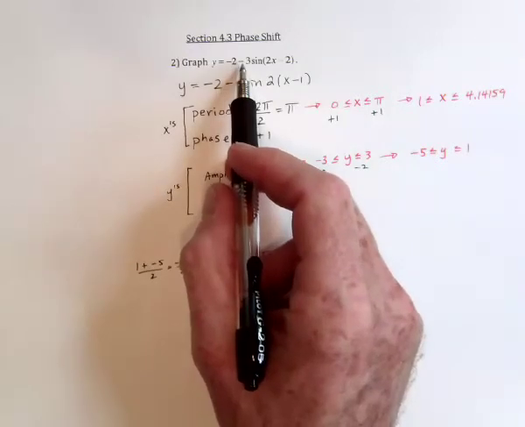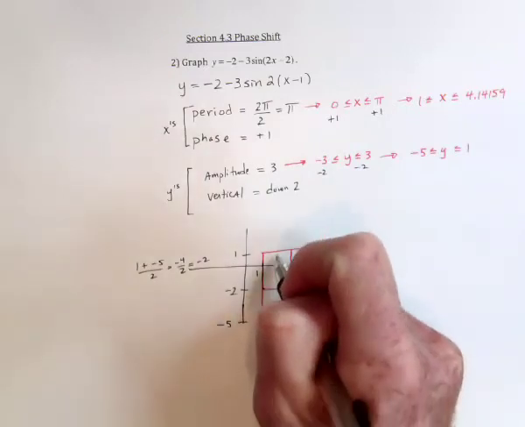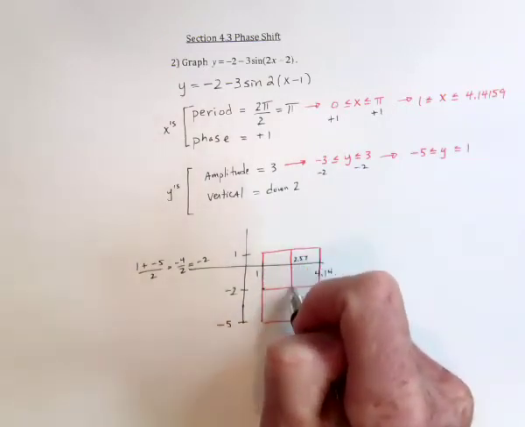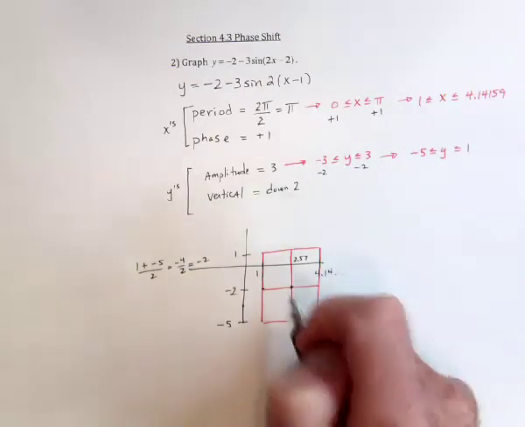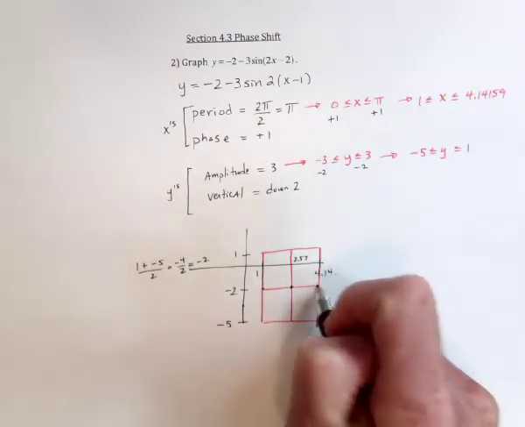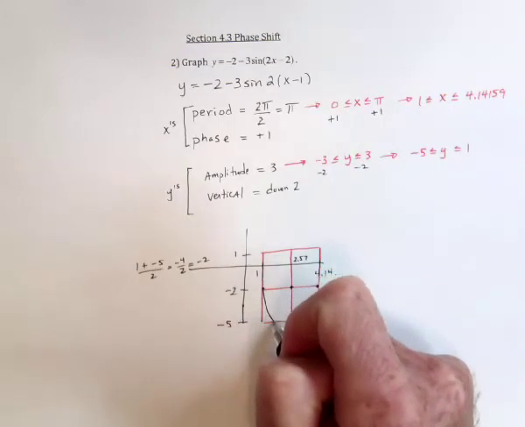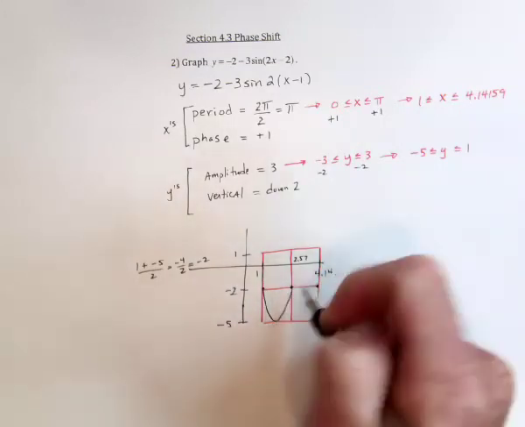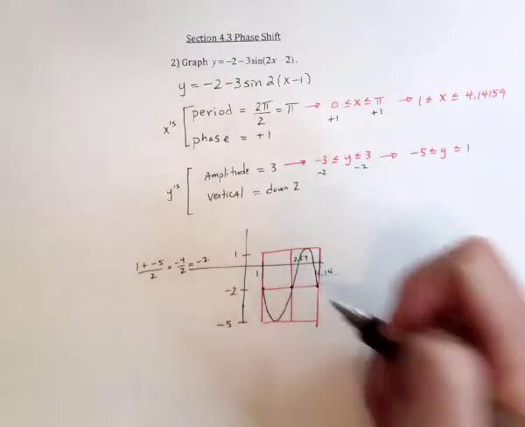And this graph is inverted because of this negative, so sine would usually start in the middle and then go up. By the middle, it would be right in the center of the rectangle. They would go down and then come back up. So this is going to do the opposite. It's going to go down first and then reach the middle. Then it'll go up and come back to center.